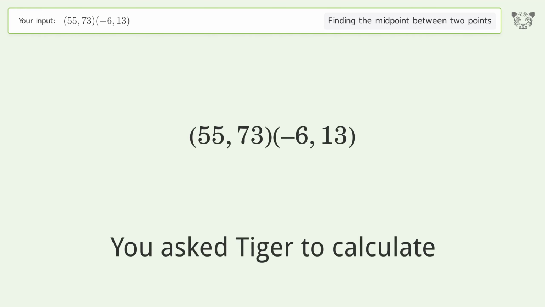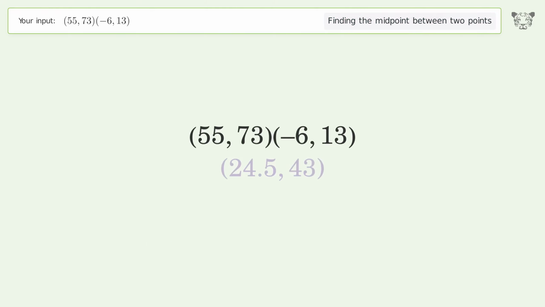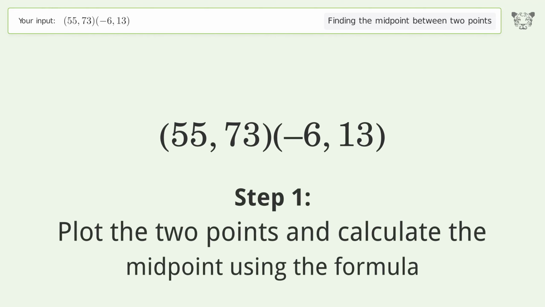You ask Tiger to calculate. This deals with finding the midpoint between 2 points. The midpoint between the 2 points is 24.5, 43. Let's solve it step by step. Plot the 2 points and calculate the midpoint using the formula.